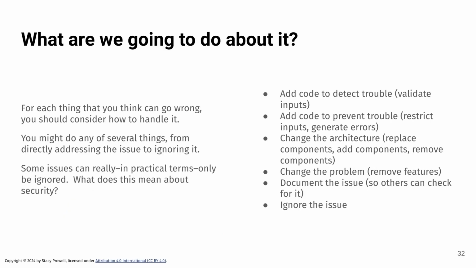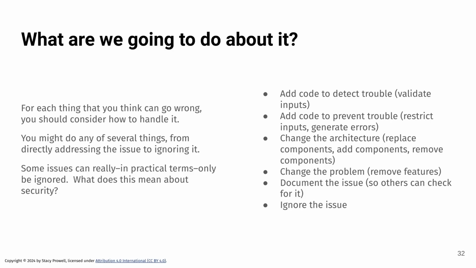So for each thing you think can go wrong, consider how to handle it. You could directly address it. You could indirectly address it. You could change the architecture. You could change the problem. What I mean by that, you could remove features, right? You can change the kind of thing you're trying to do, or change the way in which you're trying to do it to remove the problem. Or you could just document it. You could say, I think this could be a problem.